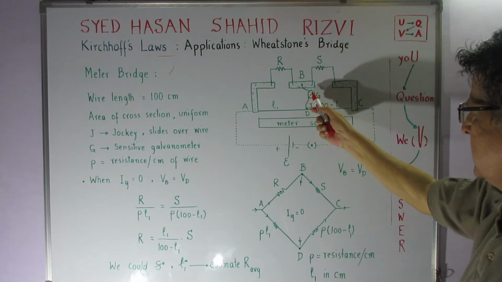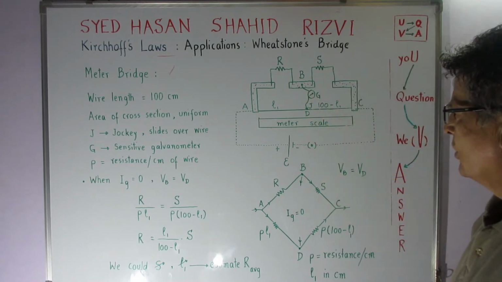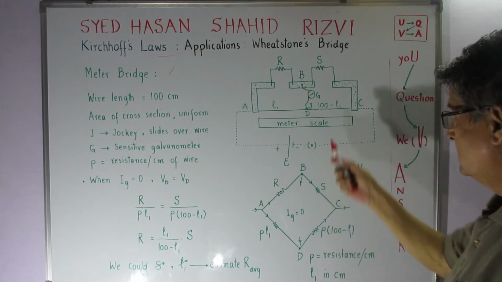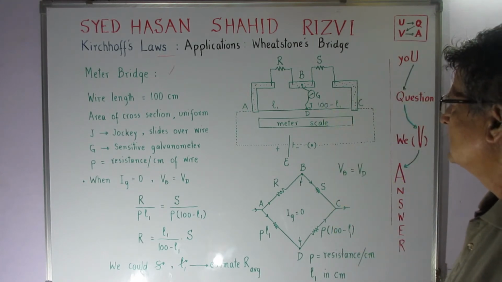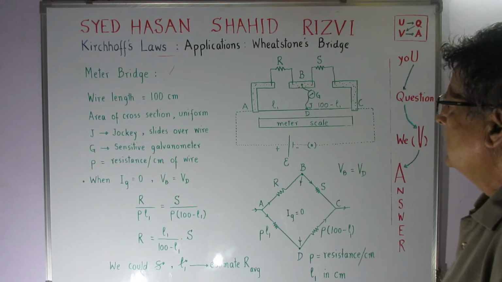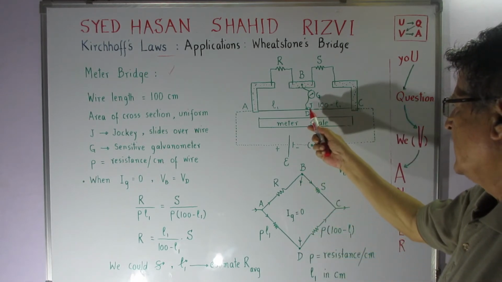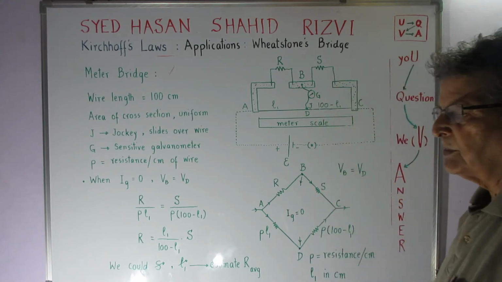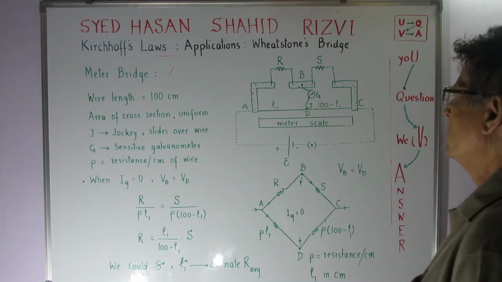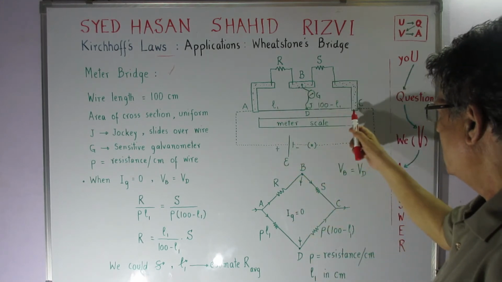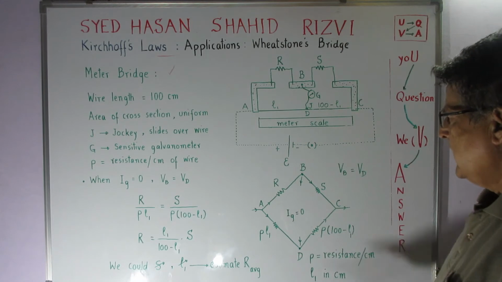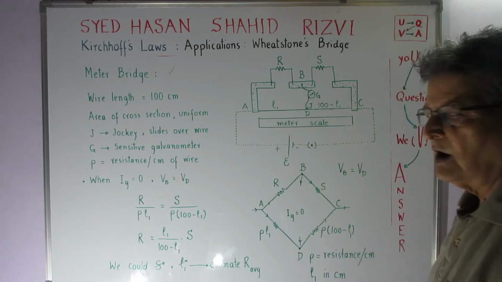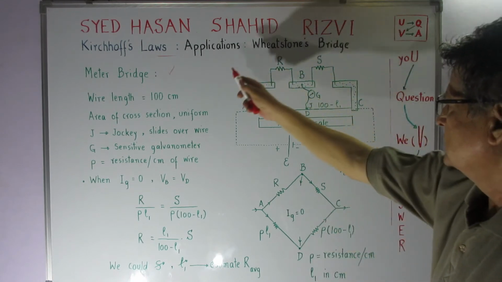And then there is a point B, and between B and D where there is a jockey, I have a galvanometer, which is a sensitive galvanometer. We slide this jockey such that the current in the galvanometer becomes equal to 0. Ig is equal to 0. This is 1 meter long, 100 centimeters, and this measurement we can do with the help of a meter scale, which is fixed onto the block of the instrument. Okay.